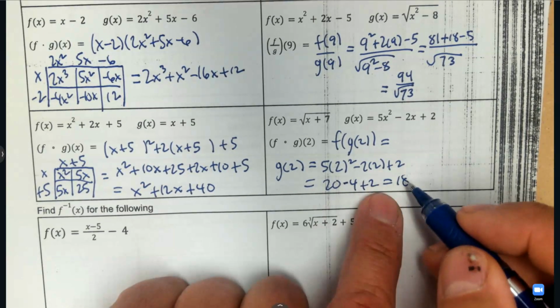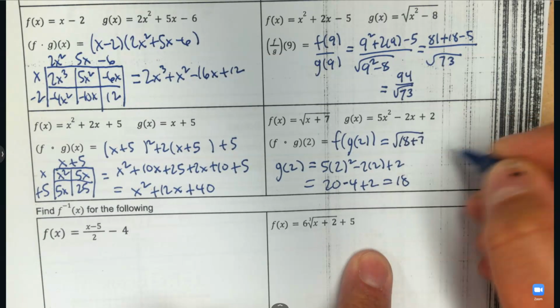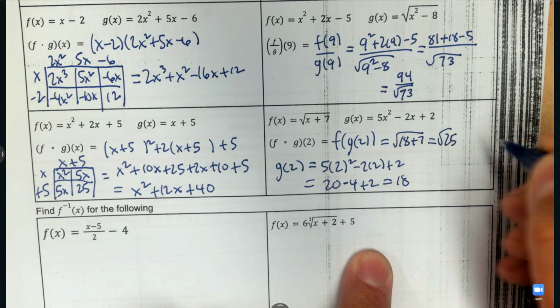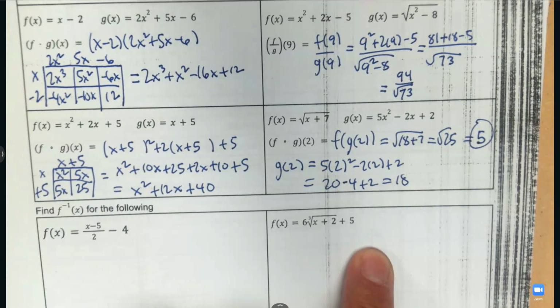Then we take that answer and plug it into f. So that's 18 plus 7. That's 25. That's a lot nicer. And the square root of 25, and our answer is 5.